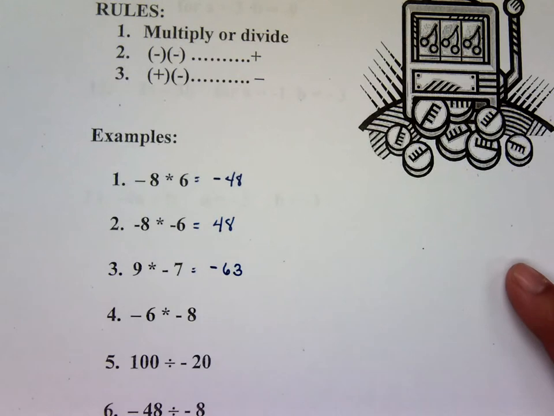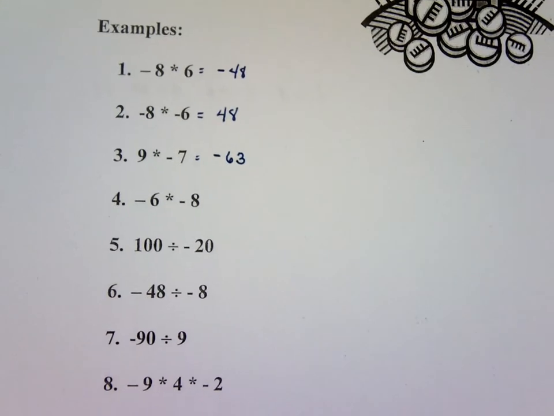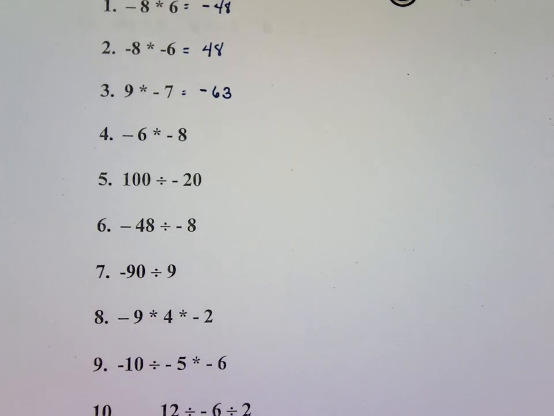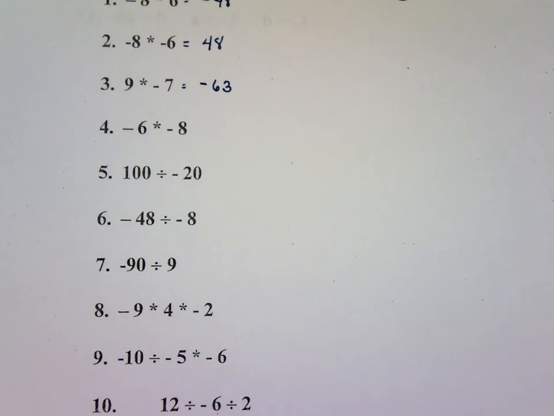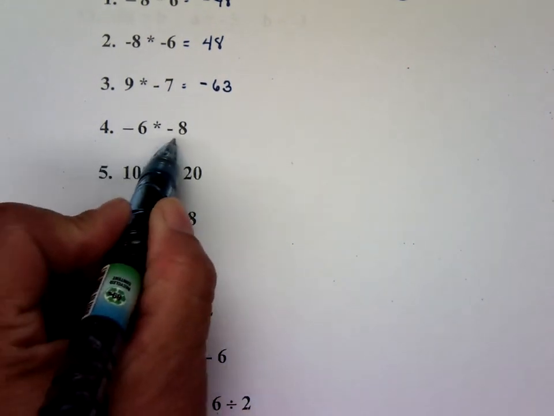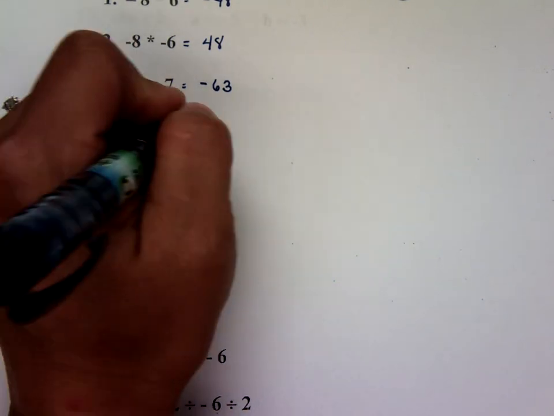So go ahead and try all the way up to number 10 on your own. When you're done, push play, and we will see if you get the same answers as I do. Right, so number 4, ask yourself, do you win or lose? Well, they're both the same sign, so you win, and so the answer is positive 48.